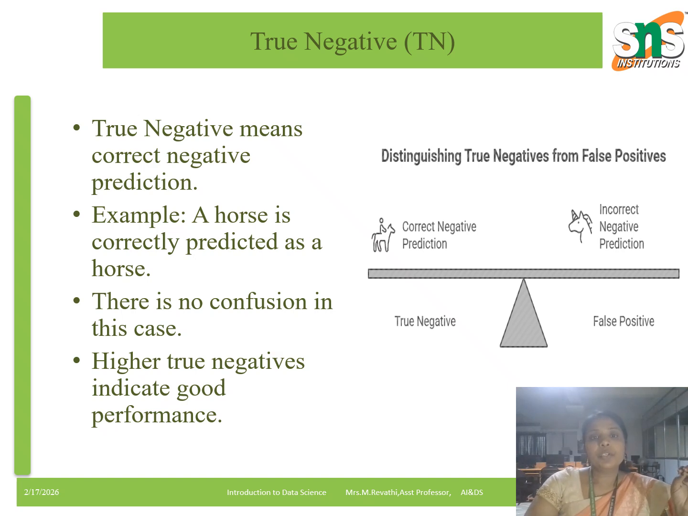Next one is the true negative. True negative means the model correctly predicts the negative class. For example, a horse is correctly predicted as a horse. Here the actual value is horse, and the predicted value is also horse. There is no mistake here. A higher true negative count indicates good model performance.